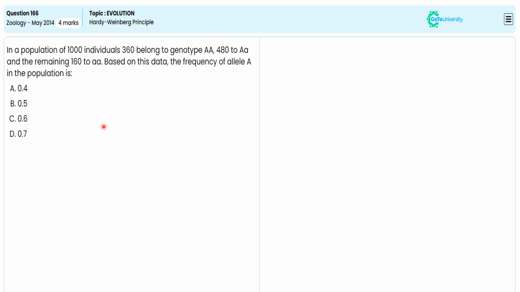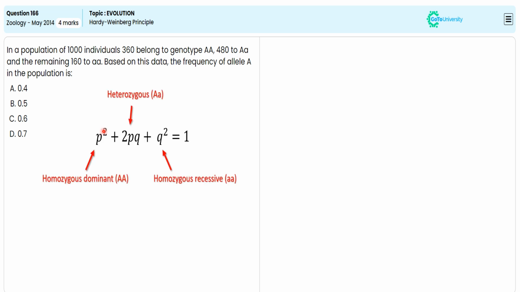With this specification, let me apply the Hardy-Weinberg equation so that we can arrive at the correct answer. The q square is indicating homozygous recessive. p square is indicating homozygous dominant. 2pq is indicating heterozygous condition. According to the Hardy-Weinberg principle, p square plus 2pq plus q square is equal to 1. Or else we can say another way around, (p plus q) whole square is equal to 1.